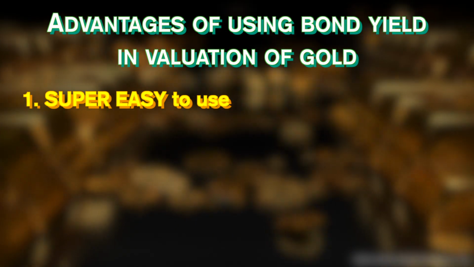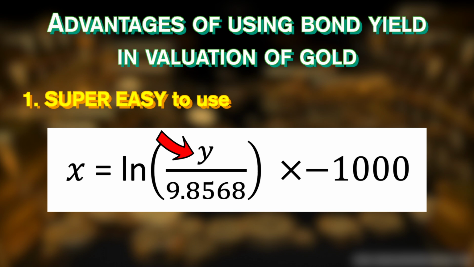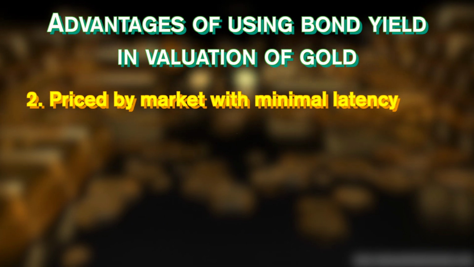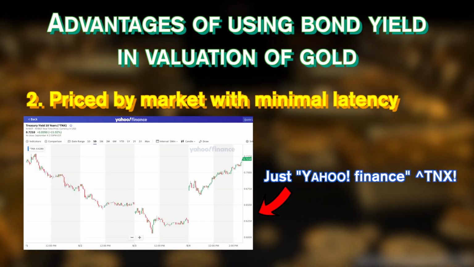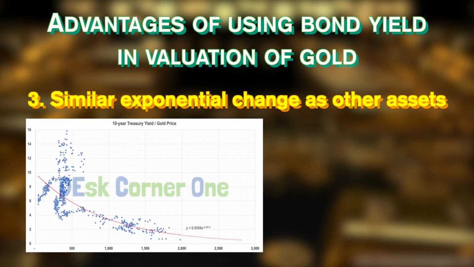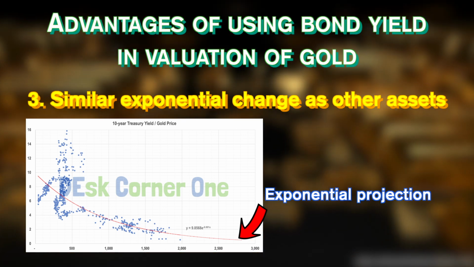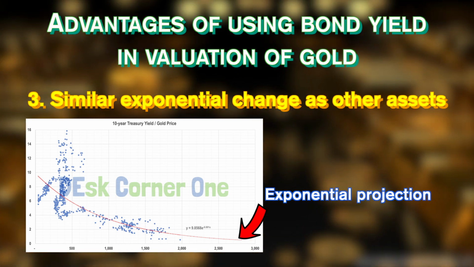First, this method is very simple and direct as there is only the formula, and 10-year Treasury yield is the independent variable. Second, Treasury is extremely liquid, and is being priced constantly by market force with minimum latency. Third, it reflects a seemingly exponential growth boosted by the extremely low interest rate, just like models we have for other financial assets. Of course, there are flaws in this method too.